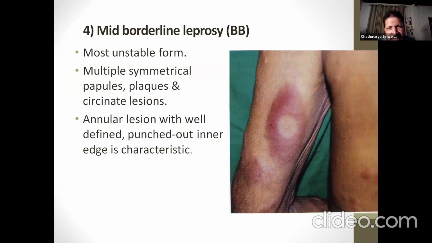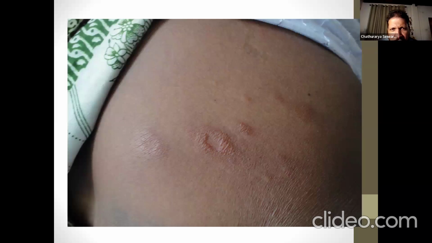So mid-borderline is the next group. That's an unstable form because right in the middle, our immunity hasn't evolved to one direction or the other. And they come with this typical inverted saucer-like appearance. When you turn it upside down, there's a central punched out area, a depression. And from there towards the periphery, it's gradually slanting outwards. So here also you can see a punched out lesion slanting outwards, less well demarcated.